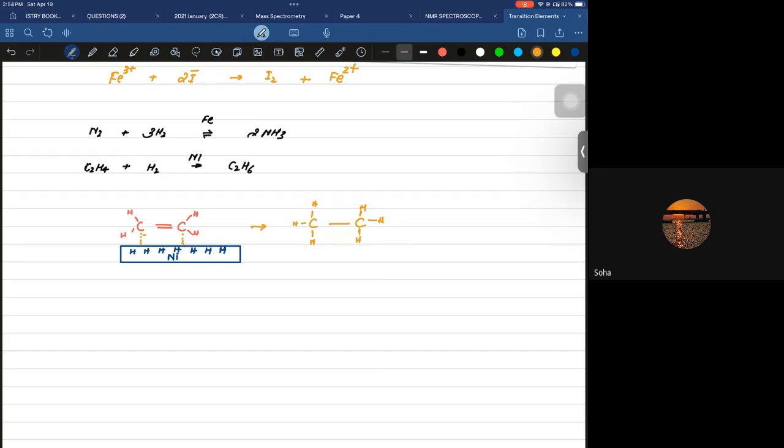So first of all, you can see that it's going to make a new bond with that hydrogen absorbed into this metal, and then the double bond is going to break down, and you can see this ethane is formed. It's very simple.